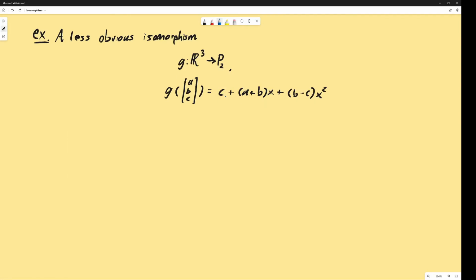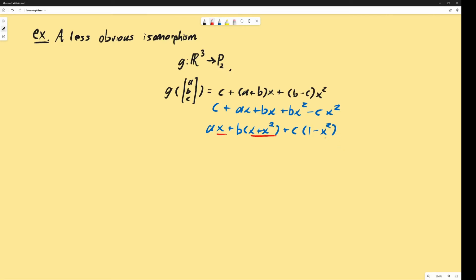So let's simplify this in the following way. C is the constant term, but we also have C in this x squared term. And if we expand this x squared term and similarly expand the linear term, we get C plus AX plus BX plus BX squared minus CX squared. And then if we simplify this, we get A times X plus B times the quantity X plus X squared plus C times the quantity 1 minus X squared.